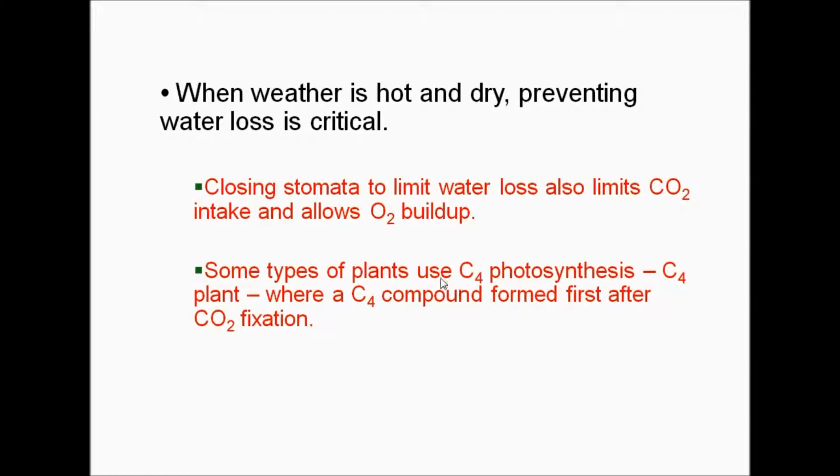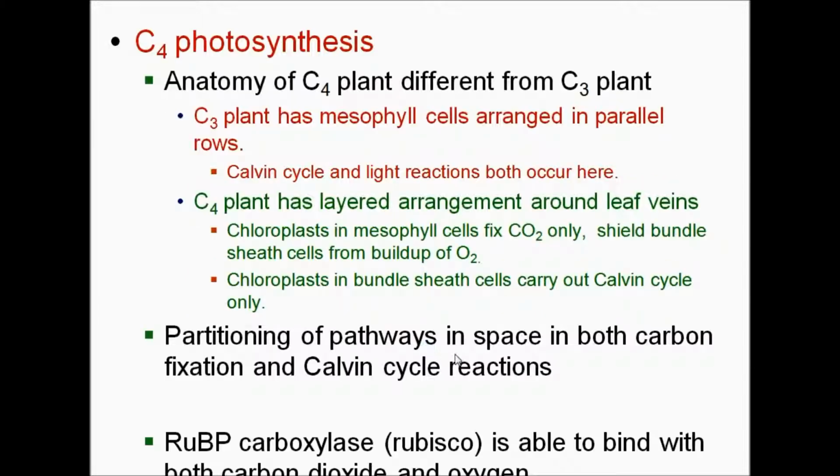So these kinds of plants are C4 plants. They use C4 photosynthesis. In this situation, after that CO2 fixation, a C4 compound is formed instead of a C3. So let's look at it. How are they different? The C3 plant has mesophyll cells arranged in parallel rows. You'll see that picture in a minute. And this one is pretty different.